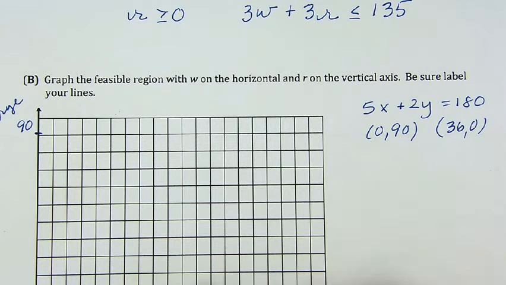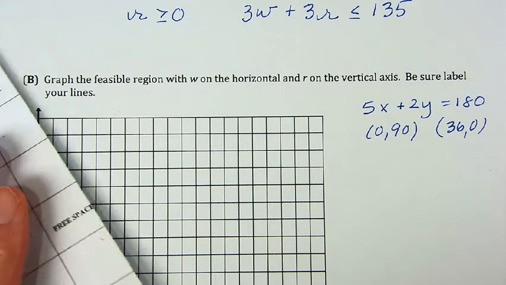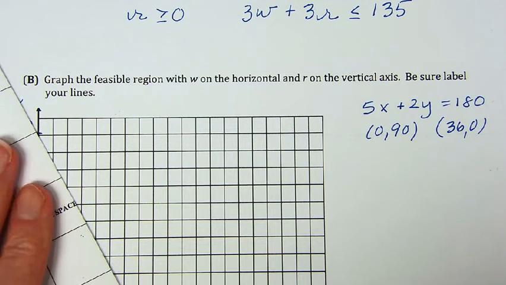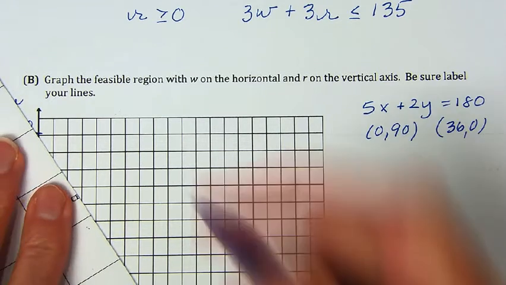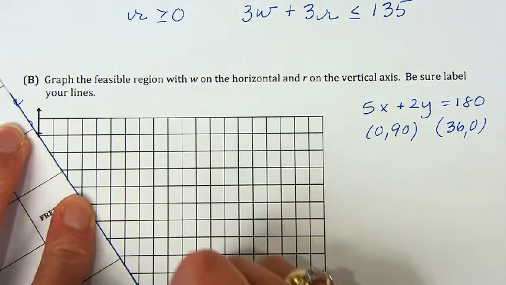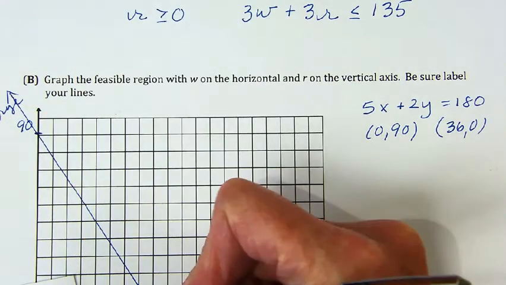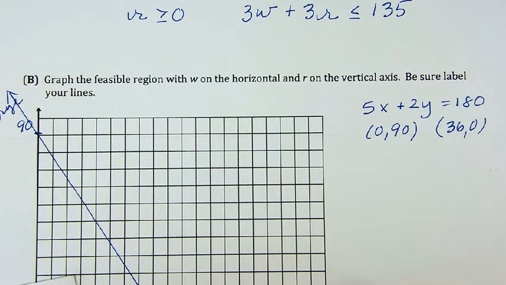And on my x-axis, I need to get to 36. Now, if I go 1, 10, 20, 30, that's going to be a little small. So I'm going to go by 2. So I'm going to go 10, 20, 30, 40. So 36 is just a little past that 35 mark. I'm going to make a very, very high-tech straight edge here. And I am going to connect those x and y intercepts. Now, obviously, using Desmos is going to be a lot faster and more efficient, but it's all right. So 5x plus 2y is equal to 180.